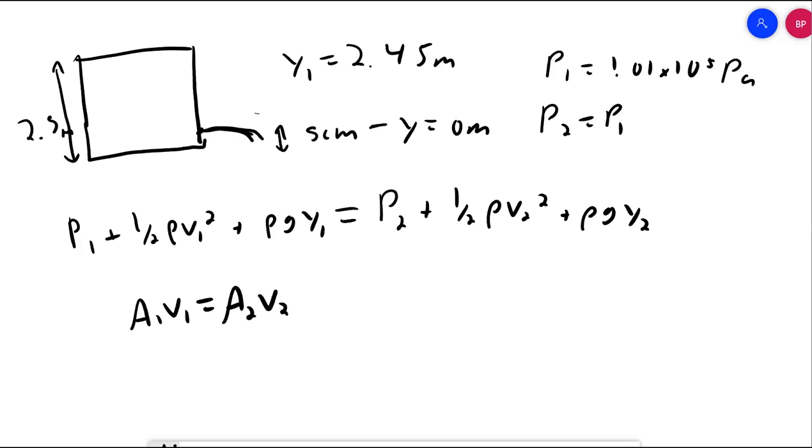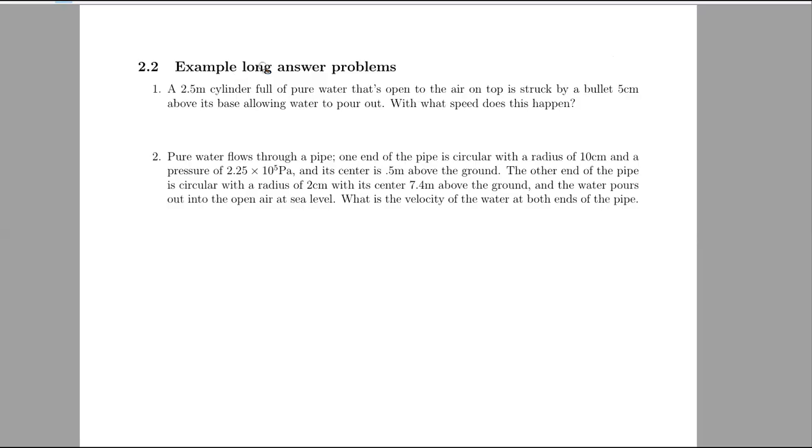So this equation, remember, tells us that all the water that's coming out of one side has to be leaving the other side, or whatever fluid that we have. Now for this one, we actually don't have these areas. The problem did not give us that. It only told us the height.